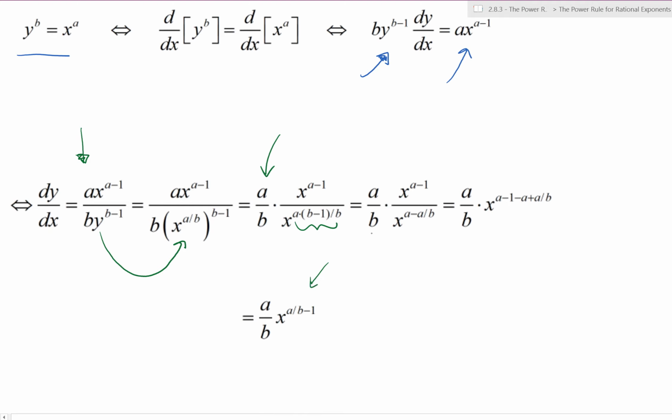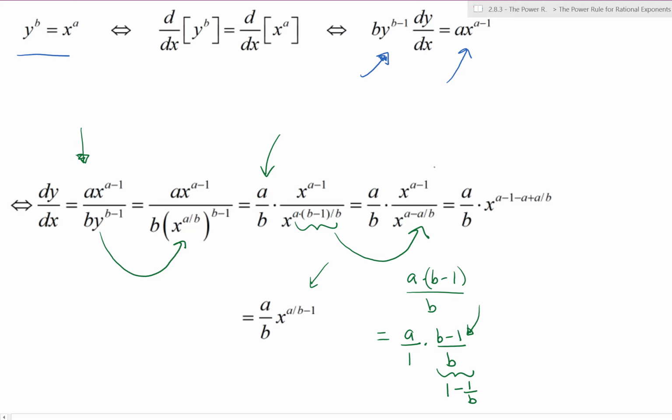I'm going to make some room. This statement is just the result of taking a times b minus 1 over b and thinking of it as a over 1 times b minus 1 over b, and then simplifying this part, which is just the same as 1 minus 1 over b. And so what do I get? I get x to the a minus a over b.